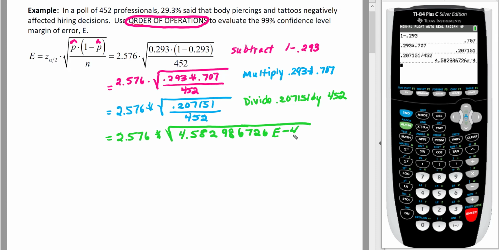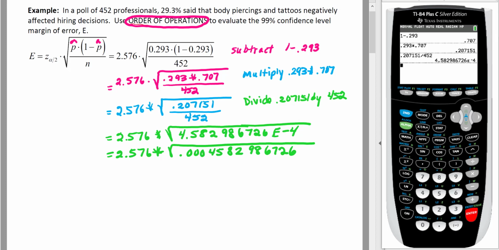So remember from previously in class, we can rewrite that with our decimals. And remember that means times 10 to the negative 4, which means move the decimal to the left 4 places. So it'd be 0.0004582986726. Or we can play some fancy calculator tricks with this.